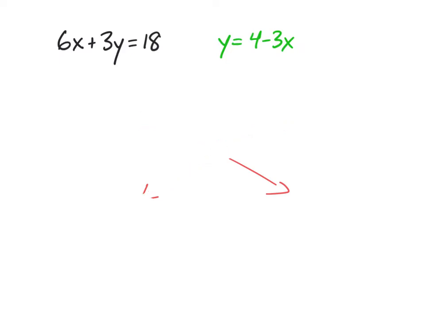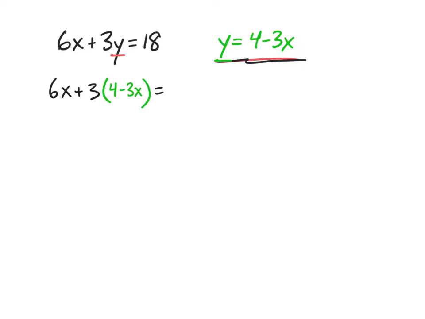Cool, so using the substitution strategy, we're looking for: is one of our variables solved? And we do, we've got y solved for. So we're going to take this equation and sub it in for that y. Sub it in, substitution, there you go. 6x plus 3. Instead of writing the y, I'm going to replace the y with 4 minus 3x. I continue the rest of the equation, which is equal to 18.